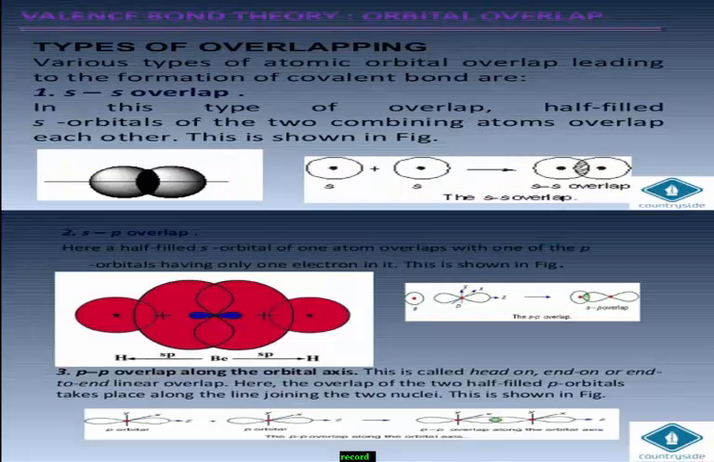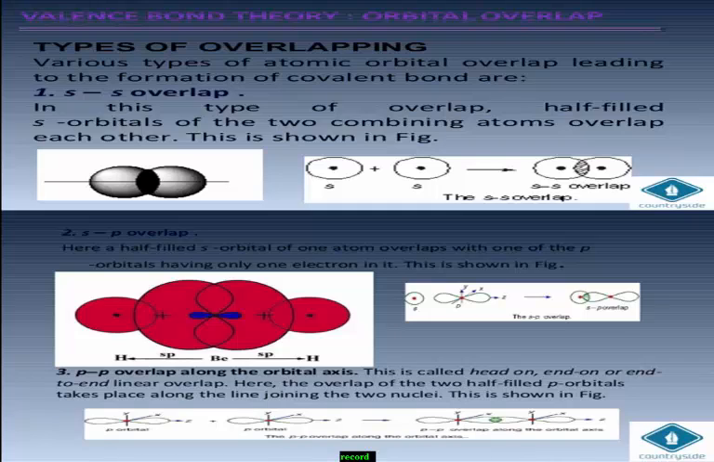Next, valence bond theory, also called orbital overlap theory. Students, remember, Linus Pauling introduced one of the most beautiful theories, that is valence bond theory. There are different types of overlapping. One is ss overlapping, pp overlapping, sp overlapping, etc.